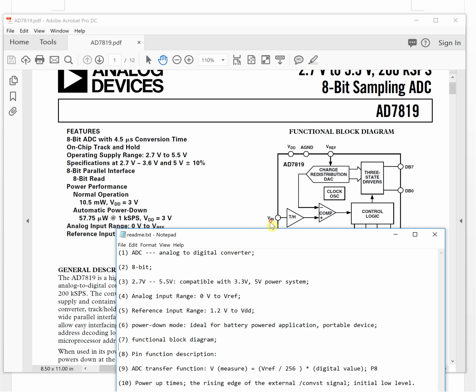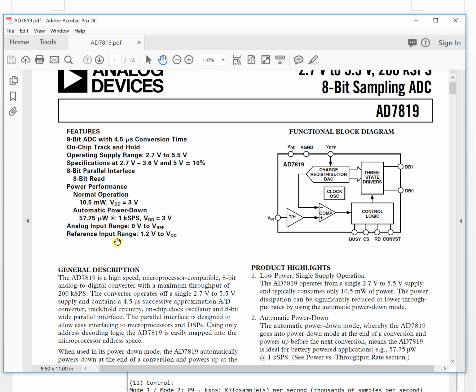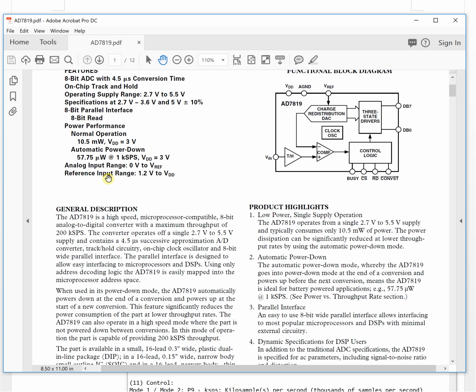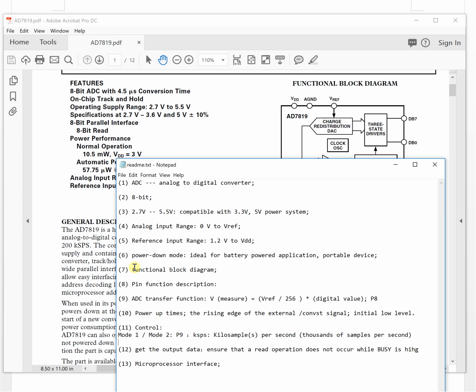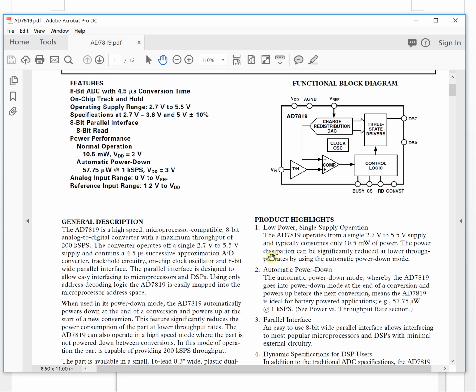Let's take a look. We need these five things. The reference input is 1.2 volt to the system power supply, which means you can measure from 0 to the system power supply range on the analog input. It also has a power down mode. Let's take a look here.